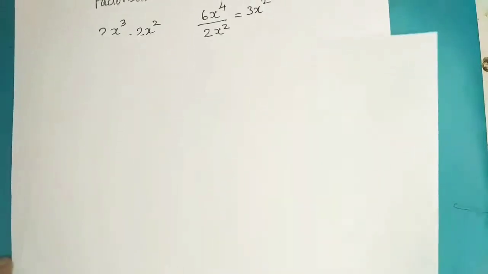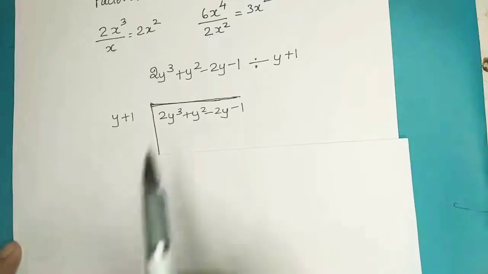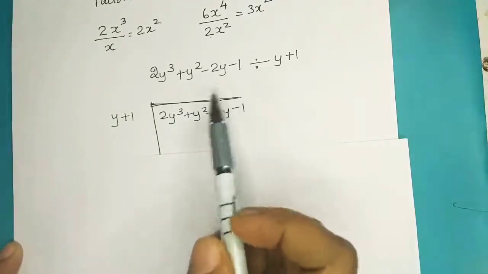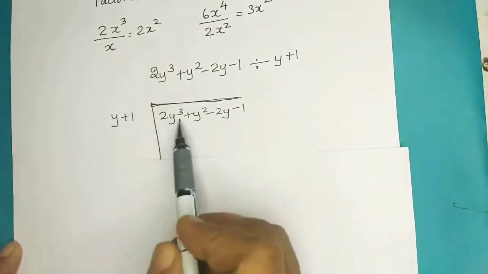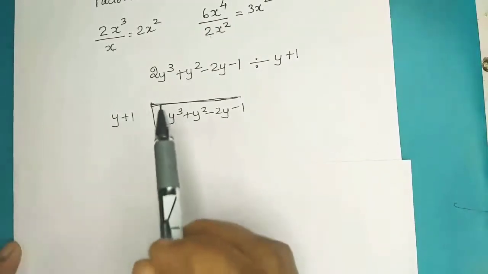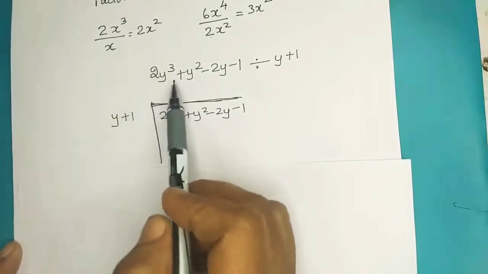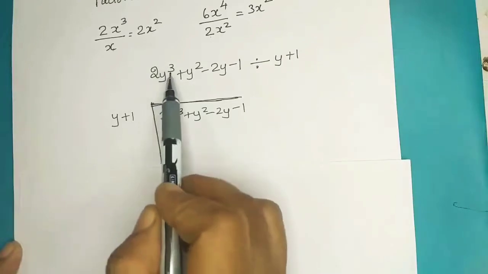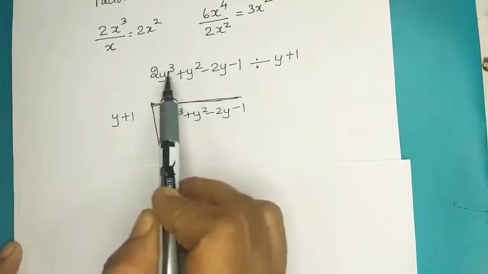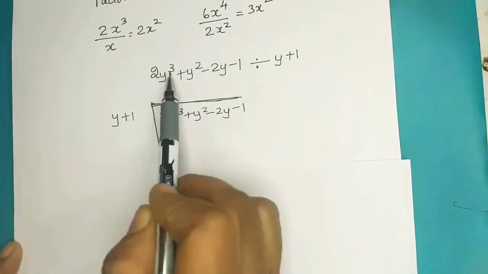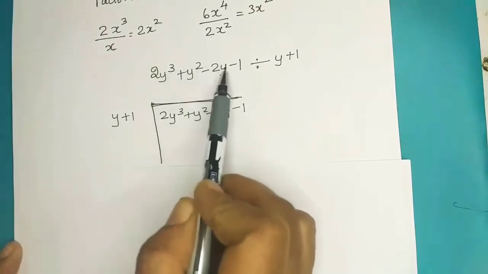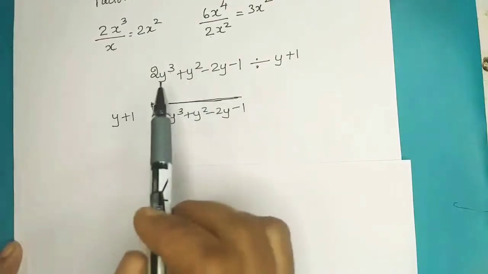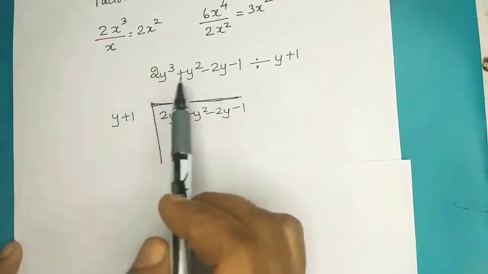Let's go to the first question here. 2y cube plus y square minus 2y minus 1 has to be divided by y plus 1. So here, this is the dividend and this is the divisor. First, before doing this problem, you have to check whether this is in the standard form. Yes, this is in the standard form. That means the degree should be in descending order. The highest degree should be first, then y raised to 1, and this is a constant. If this is not in standard form, you have to rearrange it and make it standard.